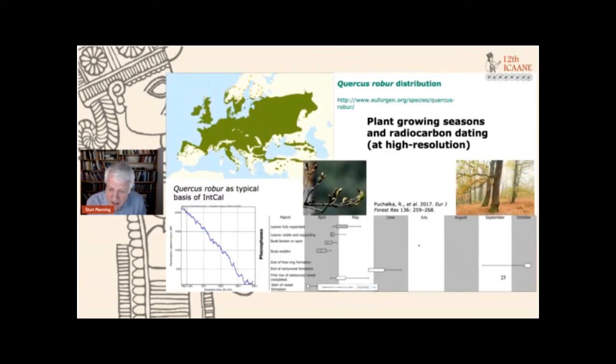The IntCal radiocarbon record that we rely on for ages from radiocarbon primarily reflects the radiocarbon record for Central to Northern Europe and North America. In particular, European oak forms a key element for the last several thousand years.